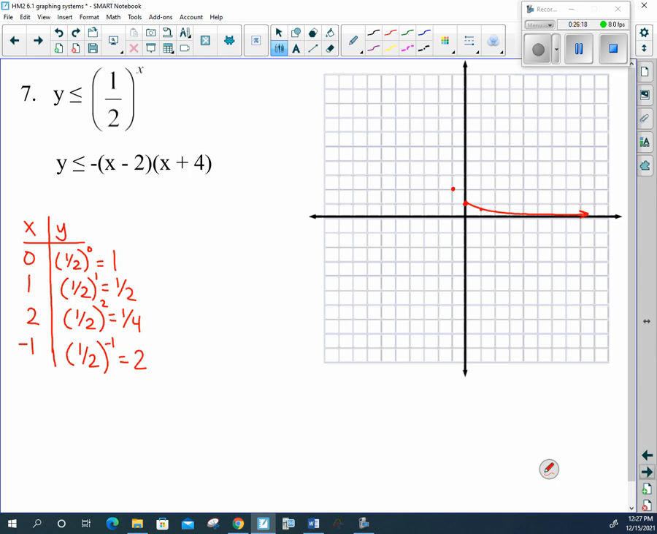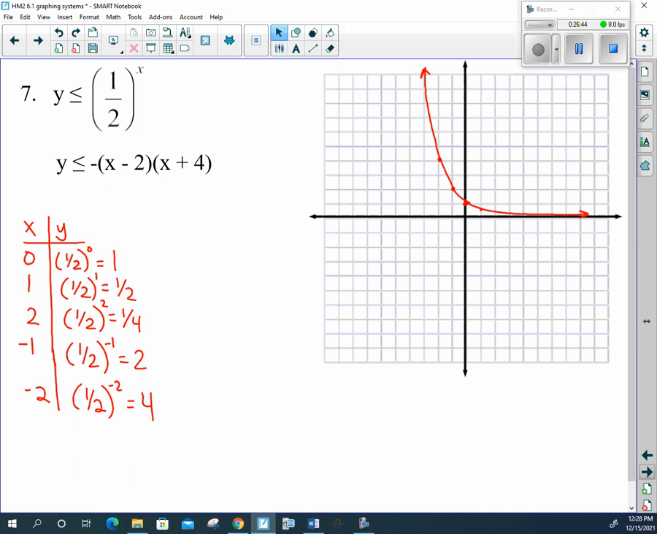Okay, let's see what happens when we do -2. So I've got 1/2 raised to the -2 power. Well, if I do the reciprocal of that and then square it, that's going to give me 4. So I'm over here at -2, and I'll be up 1, 2, 3, 4. So now you can see that this shape is our exponential shape, and it's just going to keep increasing exponentially.